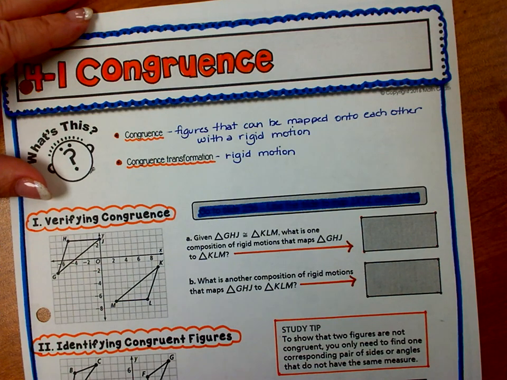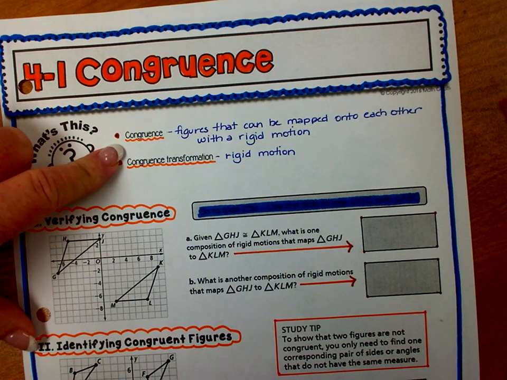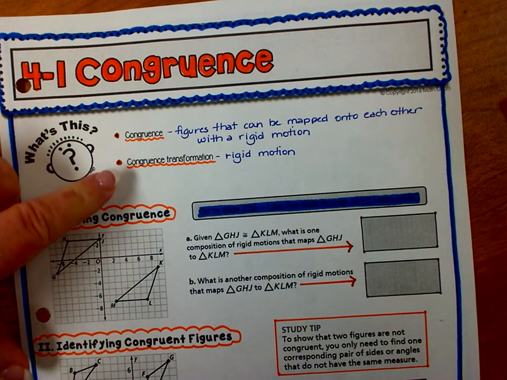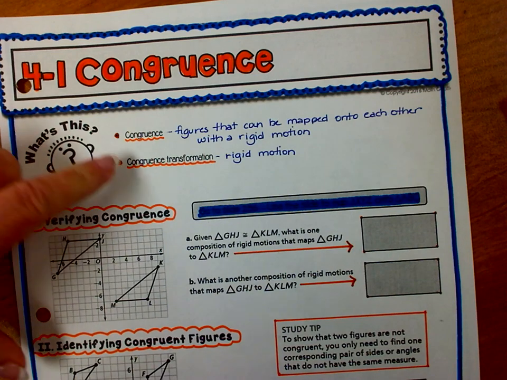The first section in Chapter 4 refers us back to what we know about rigid motions. When we talk about congruence, we are referring to figures that can be mapped onto each other with a rigid motion. That means the figures have the same angle measures and the same side lengths. A congruence transformation is another name for a rigid motion.